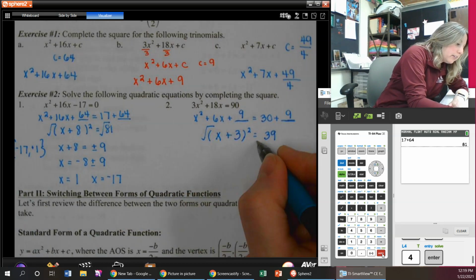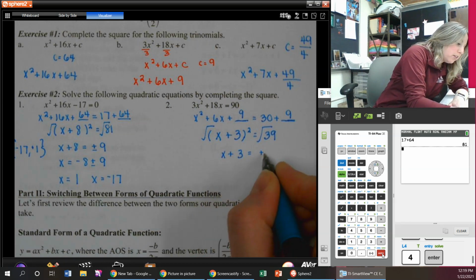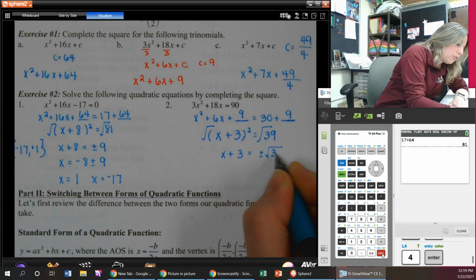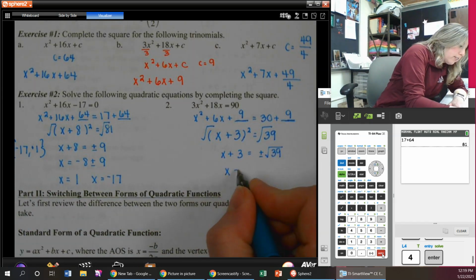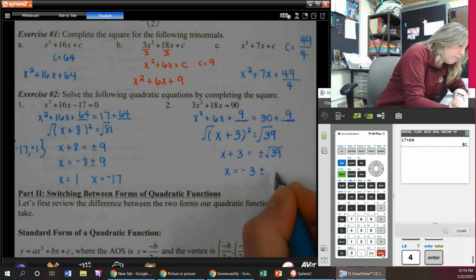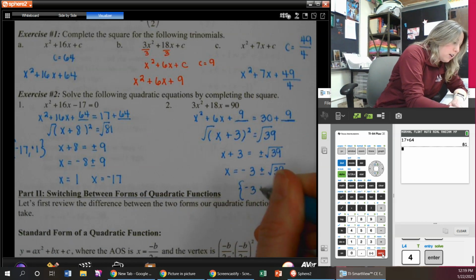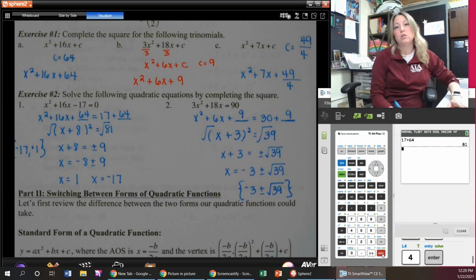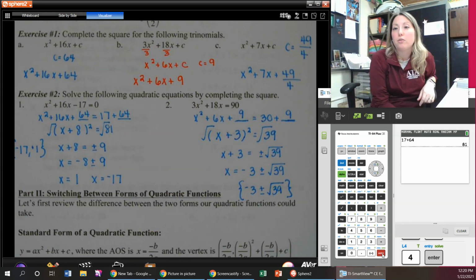Take the square root of both sides. This time it's not a perfect square on that side. So x plus 3 equals plus and minus radical 39. 39 is also not divisible by any perfect squares. And subtract that 3 over. When you subtract that number over, it always goes in front of the plus or minus. And of course, that is 2 irrational answers for our roots, right? Negative 3 plus radical 39 and negative 3 minus radical 39.